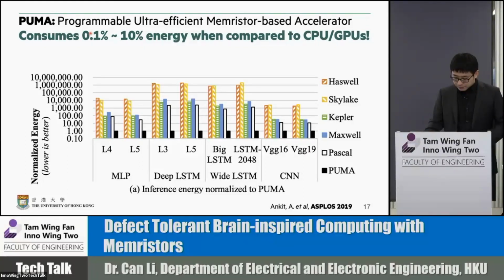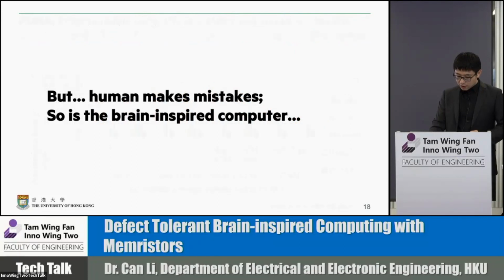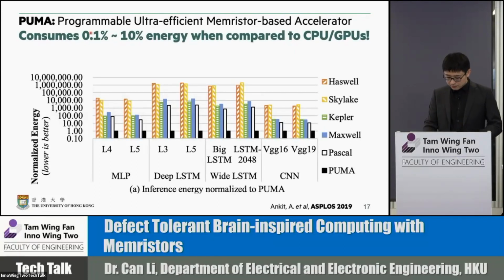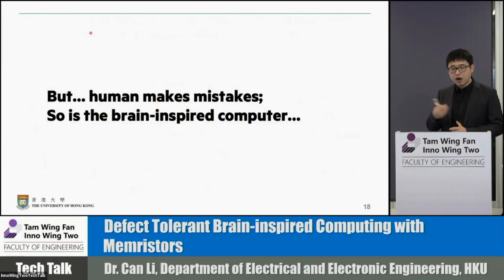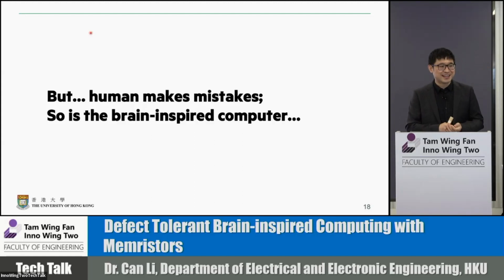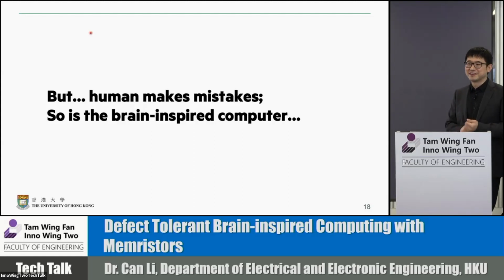Okay, we talked about the benefits of the brain-inspired computer, but there are still some drawbacks. For one thing, the reason we need the computer is that the computer never makes a mistake, but the human brain does. That's why we want to have help from the computer.